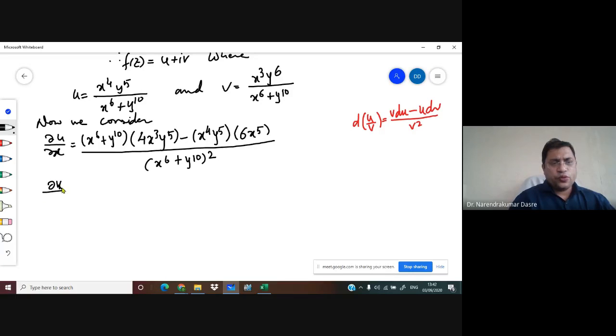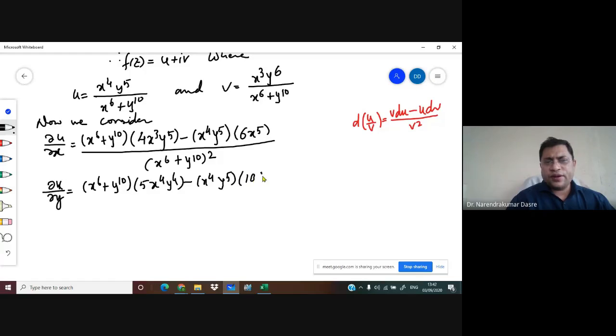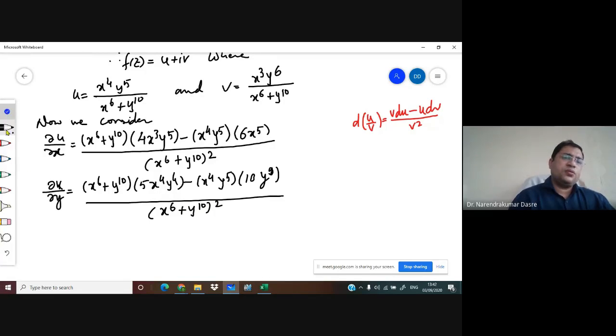Then you will be having the derivative of u with respect to y. So it is x raised to 6 plus y raised to 10 into 5 x raised to 4 y raised to 4, minus x raised to 4 y raised to 5 into 10 y raised to 9, upon x raised to 6 plus y raised to 10 bracket square. So we got the derivatives of u.